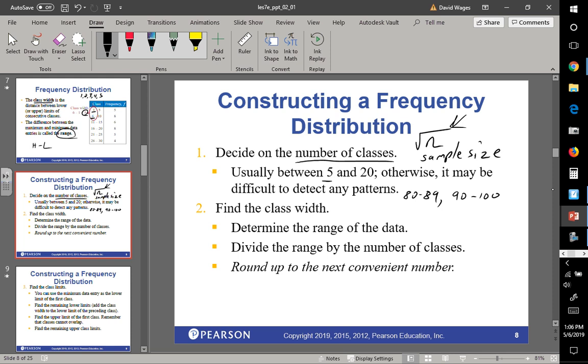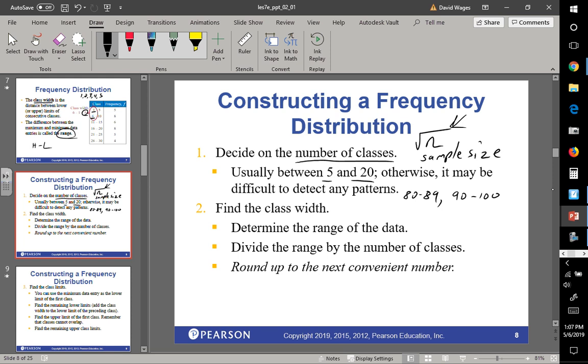So usually we want between 5 and 20 classes. Most of the data sets that we're going to do are going to have towards the lower end of that. If you have too many classes, then it's going to be hard to pick up on any pattern. If you have 30, 40 classes, but you only have 80 or 90 pieces of data, then a lot of classes might only have one item in that class, so it may be hard to notice any patterns in our distribution.